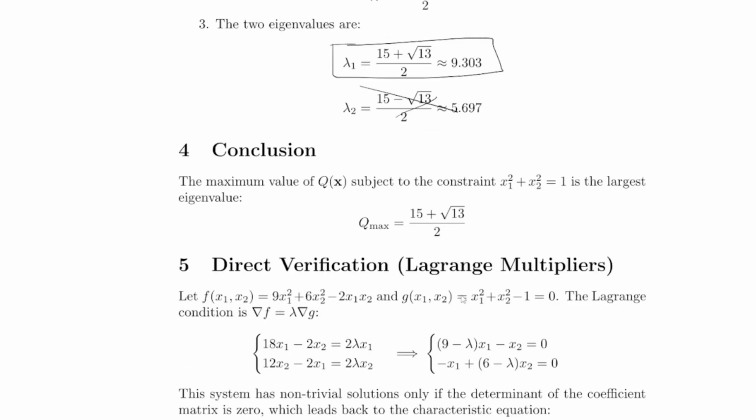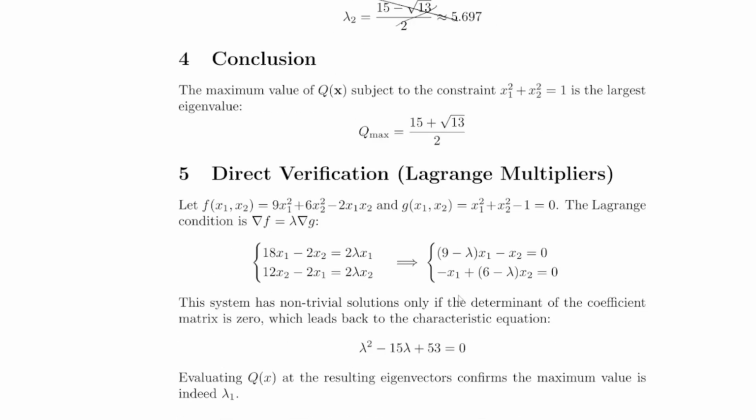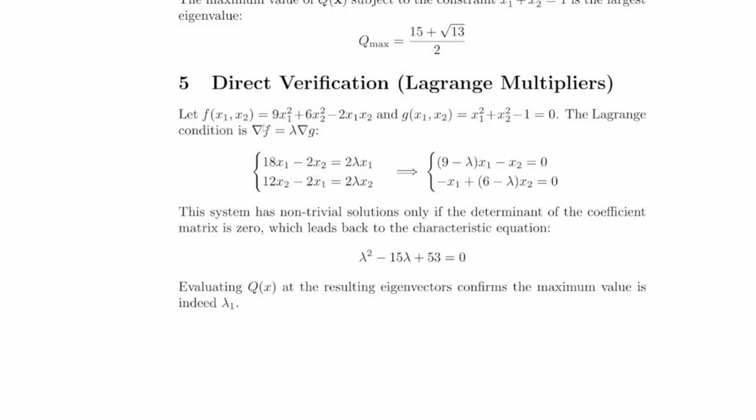Now, you could also do this using Lagrange multipliers. So we'll define f to be this equation, and g of x is our constraint. So we want x1 squared plus x2 squared minus 1 equal to 0. I'm going to have the gradient of f equals lambda times the gradient of g. When we take the derivative of f with respect to x1, we get 18x1 minus 2x2. And for g with respect to x1, it's 2x1, but we multiply by a lambda.